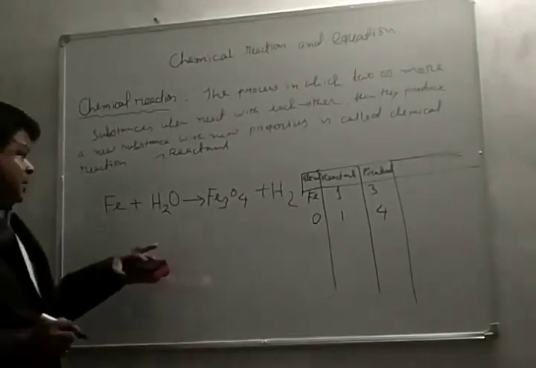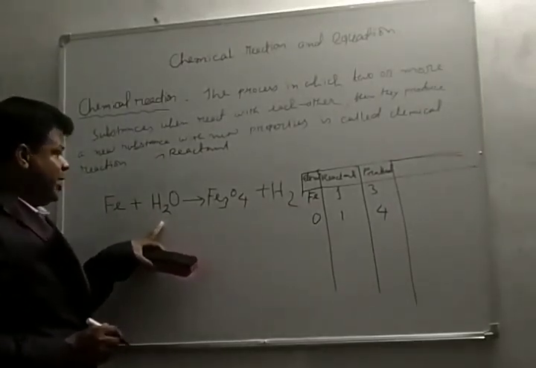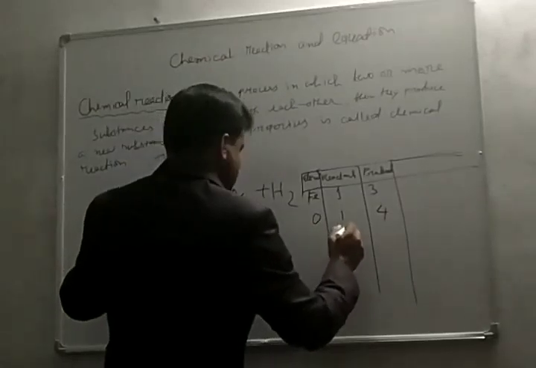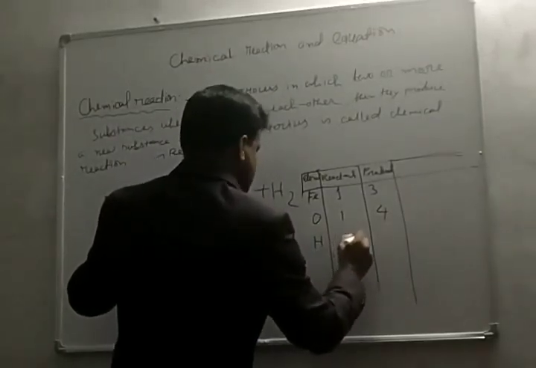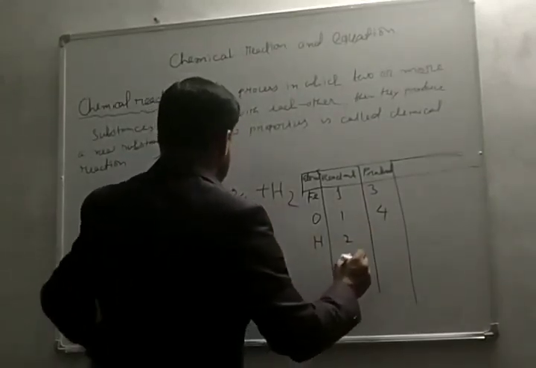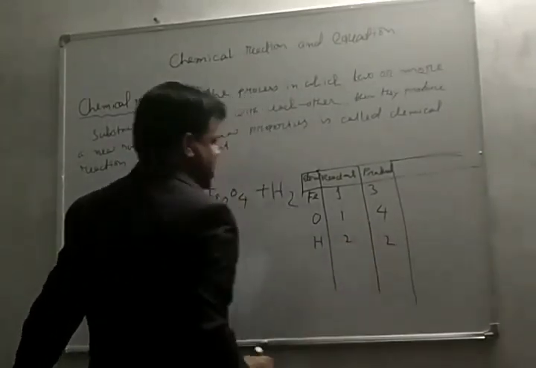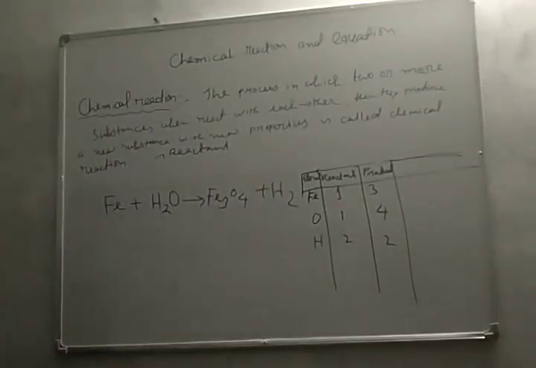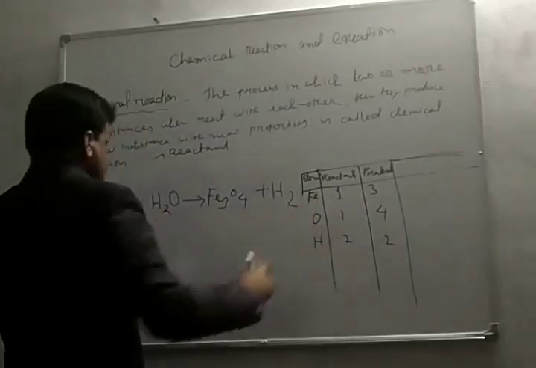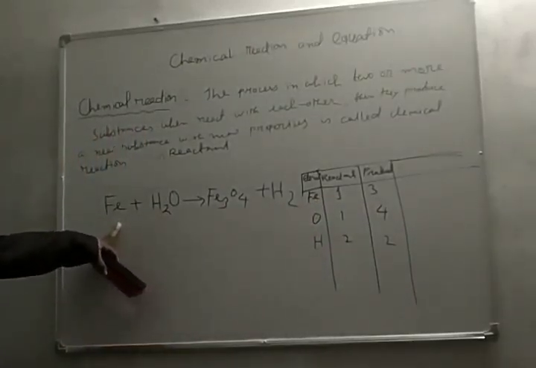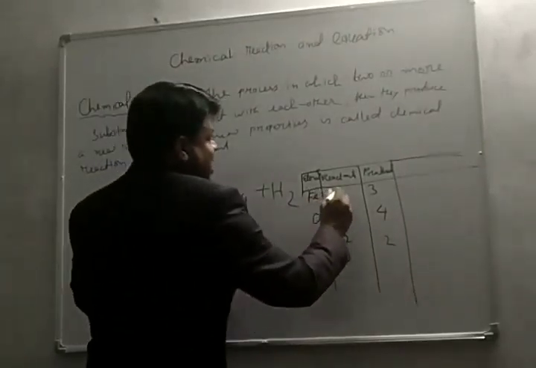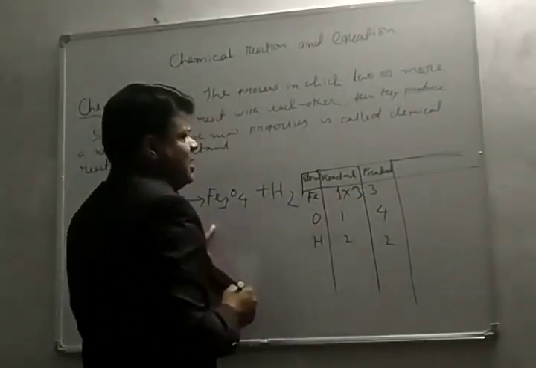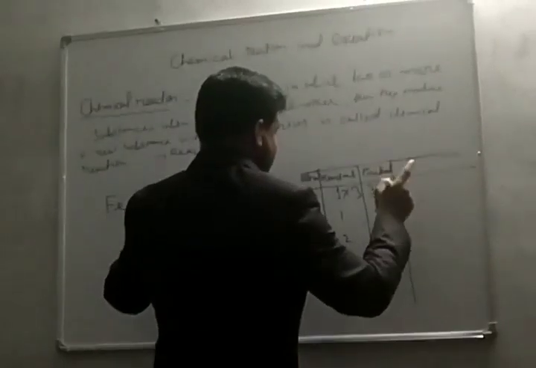Again, the quantity of hydrogen element is 2 in the reactant, and in the product also the hydrogen is 2. Hydrogen is already balanced. Right now, you have to balance the others. See, in the reactant the number of iron is 1, but in the product 3. So we have to multiply it by 3. Then it will be Fe3.